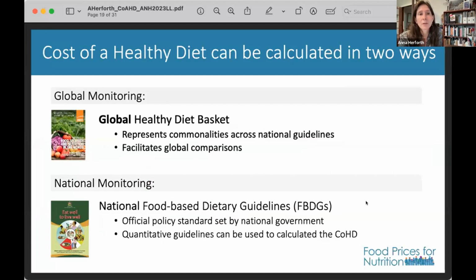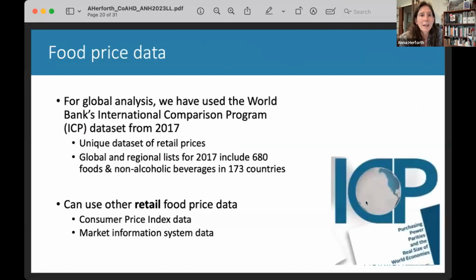So one is for global monitoring, using the healthy diet basket as a common standard to facilitate global comparisons. But for national monitoring, it is most policy coherent to actually find the cost of meeting the national food-based dietary guidelines. And so in the focus countries that we've worked on in the context of this project, we looked at a number of countries' own food-based dietary guidelines and calculated the cost of a healthy diet using those.